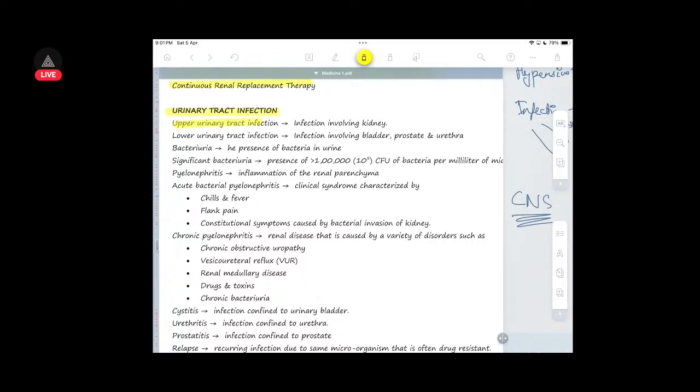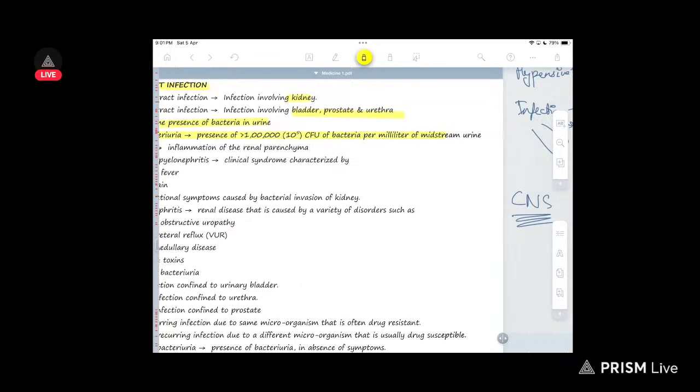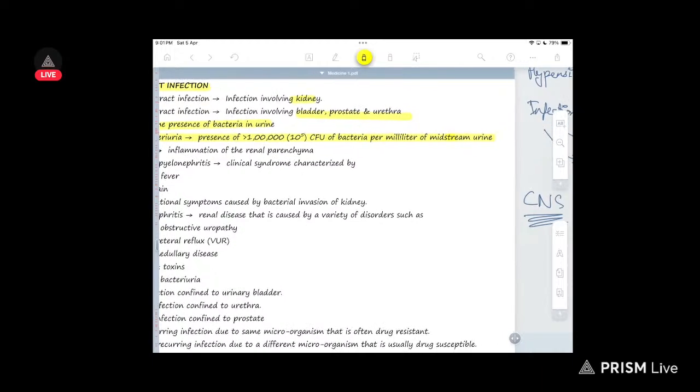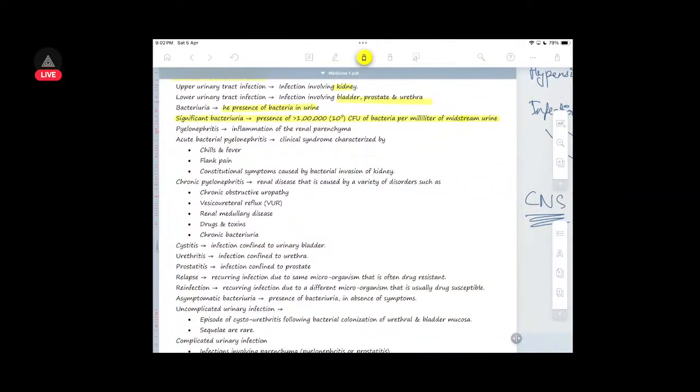Urinary tract infection: you have upper urinary tract infection involving the kidneys, and lower urinary tract infection involving the bladder, prostate, and urethra. Bacteriuria is the presence of bacteria in urine; significant is more than 10 to the power 5 colony forming units of bacteria per milliliter of midstream urine.